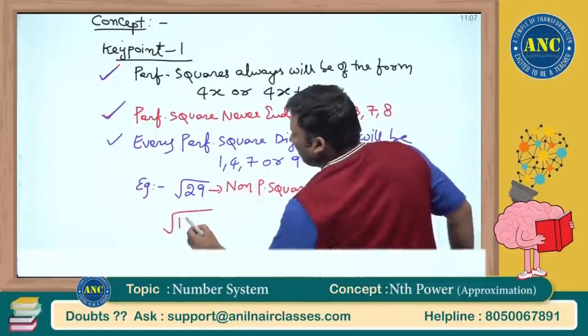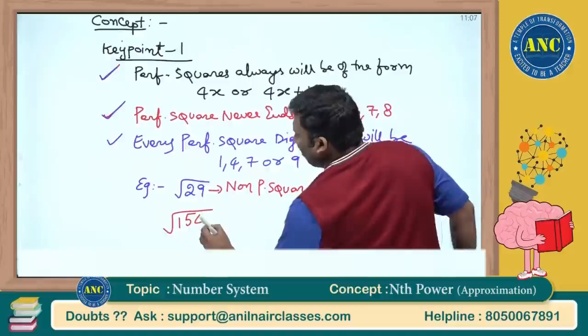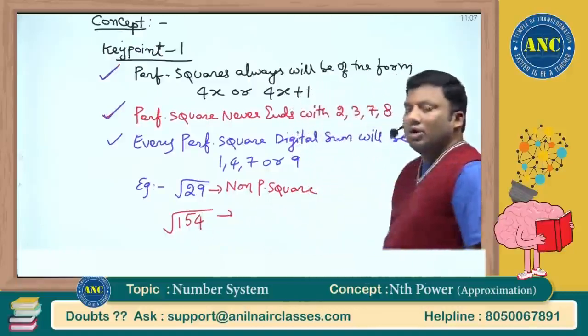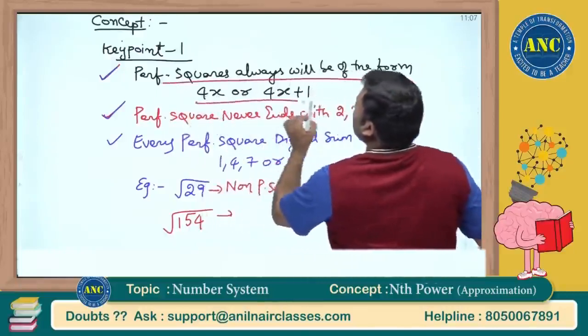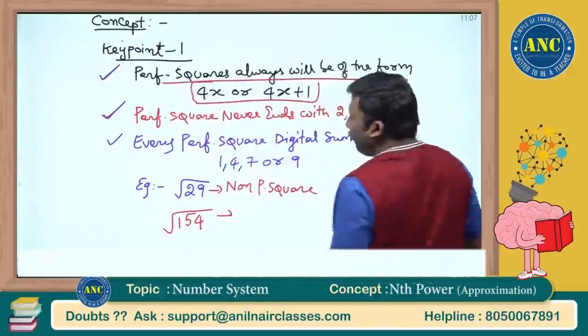Suppose it is 154. Square root of 154. A perfect square will always be of the form 4k or 4k plus 1.